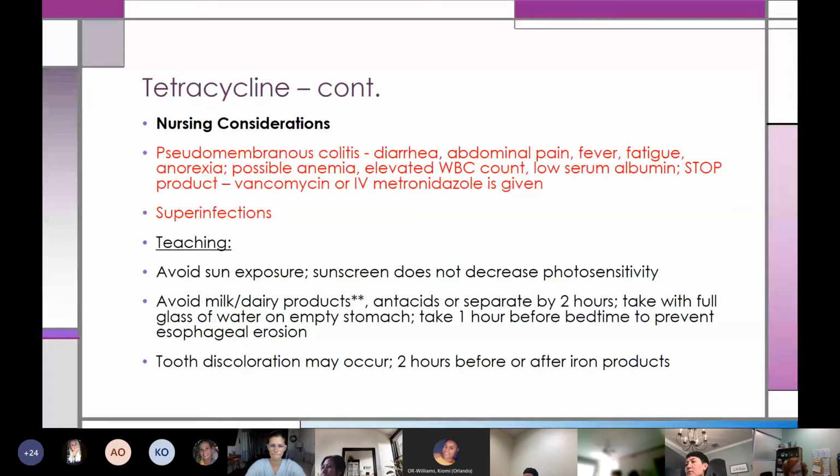We are familiar with potassium, right? It comes in tablet form, extended release form, as well as liquid form. So let's look at potassium.